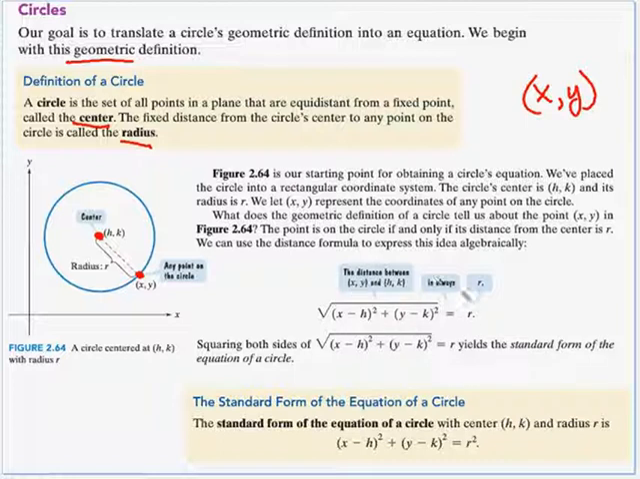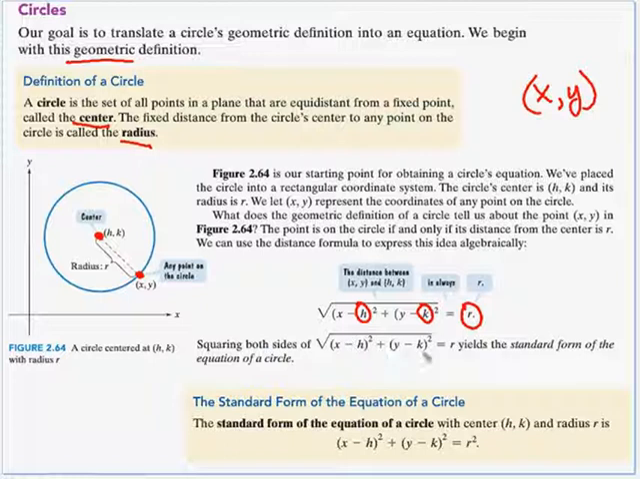We can use the distance formula to express this identity algebraically. If we look here, it almost looks like the distance formula, doesn't it? x minus h quantity squared plus y minus k quantity squared. Well, that's because this is just the distance formula, but we plugged in h and k for the center coordinates of the circle. And we made it equal to the distance from the center of the circle to a point on it, which, of course, is the radius. So that's the r. The distance between x comma y and h comma k is equal to the radius.